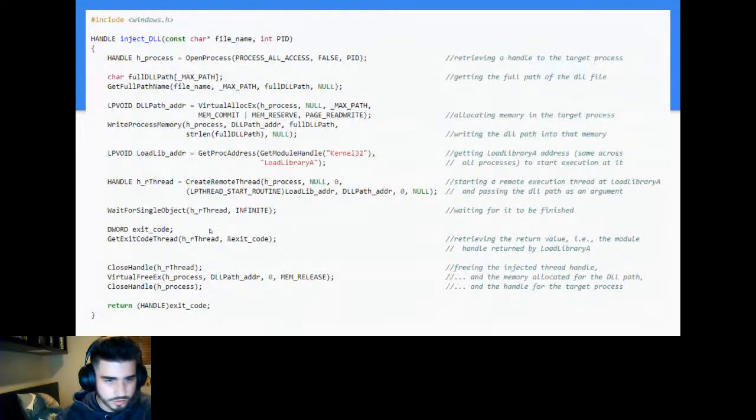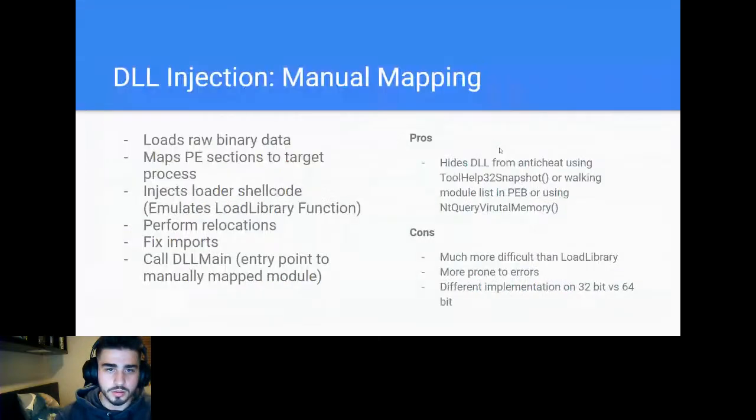And then there's just stuff waiting for it to be done, closing handles, freeing memory. So it's really simple. The brunt of the code was really above this wait for single object. This is all redundant. Yeah, you need it for it to be functional, but whatever.